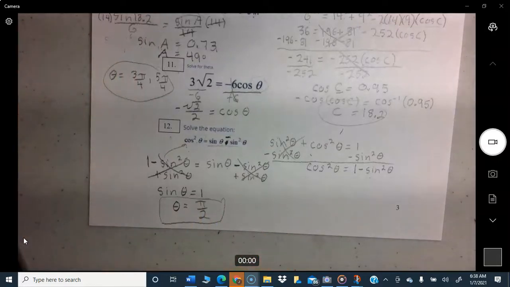Okay, and that's the entire test review. Didn't take that long. The test won't take that long. Just learn these principles, and that'll do it.